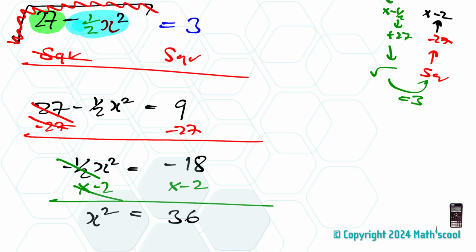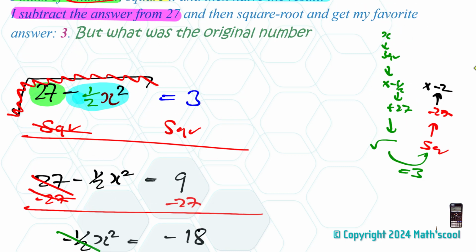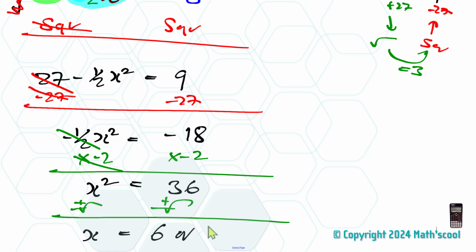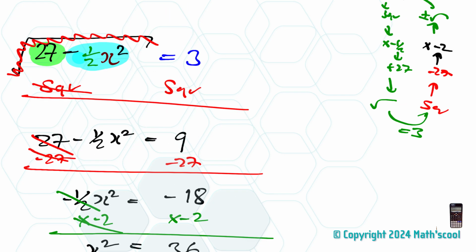And then my last step, opposite of square, is plus or minus square root, and that will take me back to the x. So plus or minus square root on both sides. And so that's going to give me my answer, x equals 6 or minus 6. So the answer is 6.